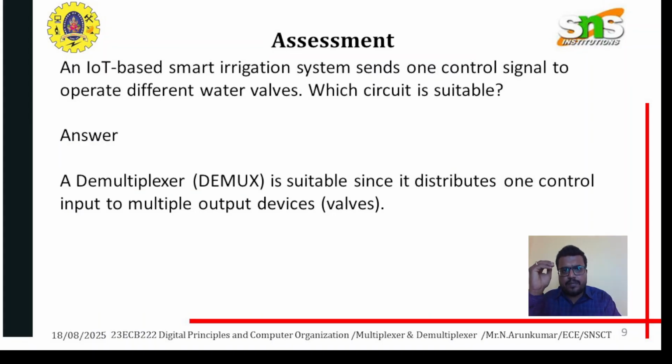Assessment. An IoT-based smart irrigation system sends one control signal to operate different water valves. Which circuit is suitable? A demultiplexer is suitable, since it distributes one control input to many output devices. If you use a multiplexer, only one output can be generated. Since we are using multiple valves, we can use the demultiplexer for multiple valves.